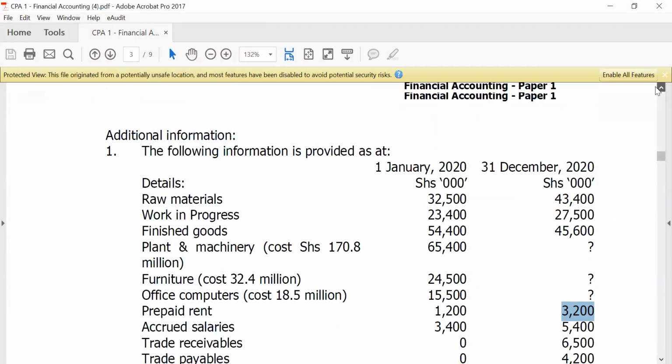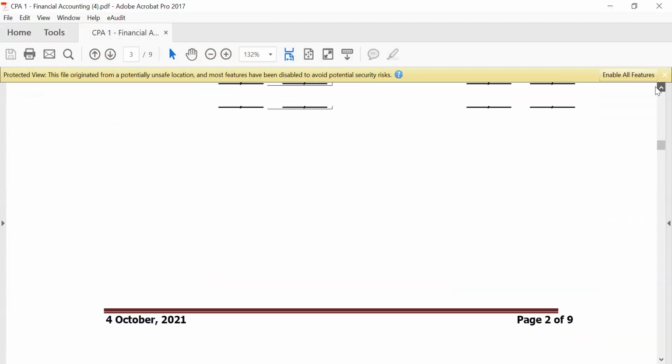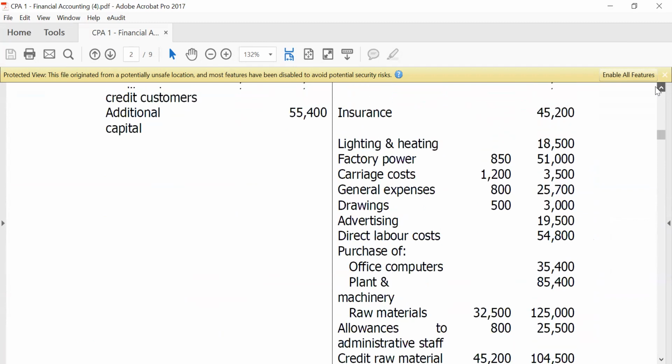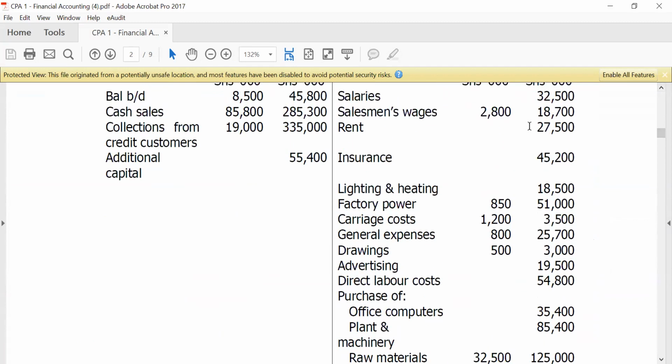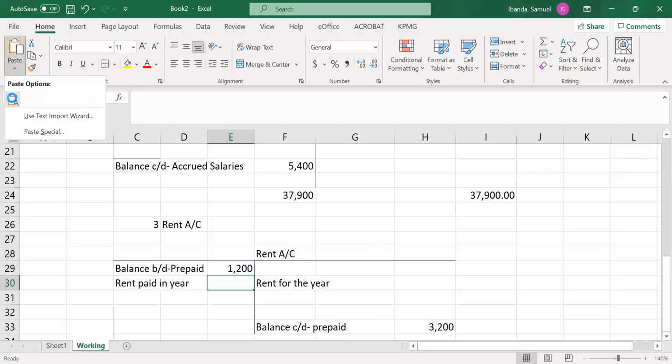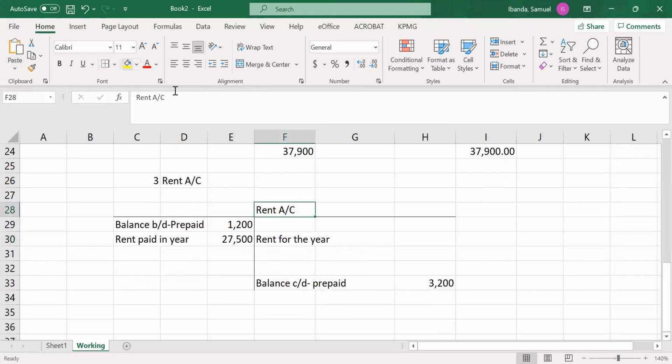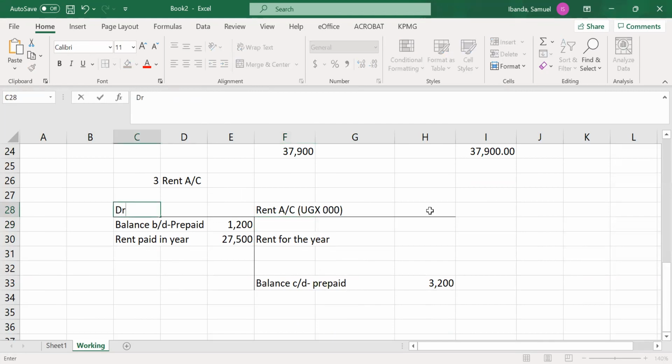So I'll just come here to my cash book. So rent that was paid is 27,500. Remember, I'm still working with the whole sum of rent. I've not yet distributed the rent. It's after I've gotten the balances that I distribute, okay? So you also know that it's good to indicate that these figures are in thousands. Okay, you can put it on top. And also put the debit and credit.